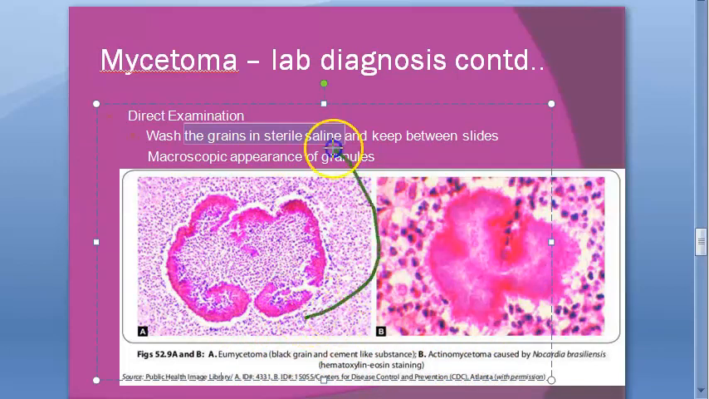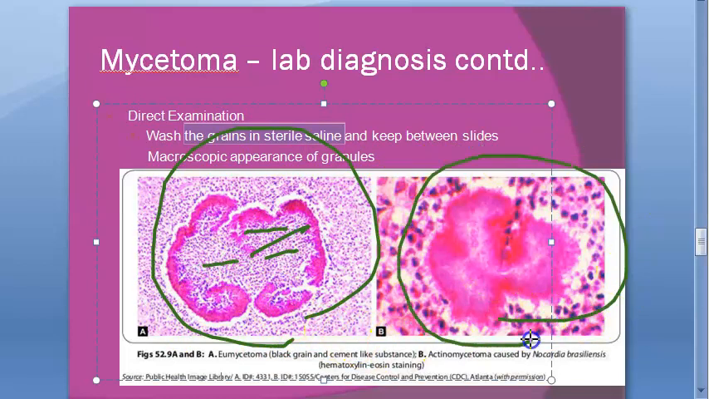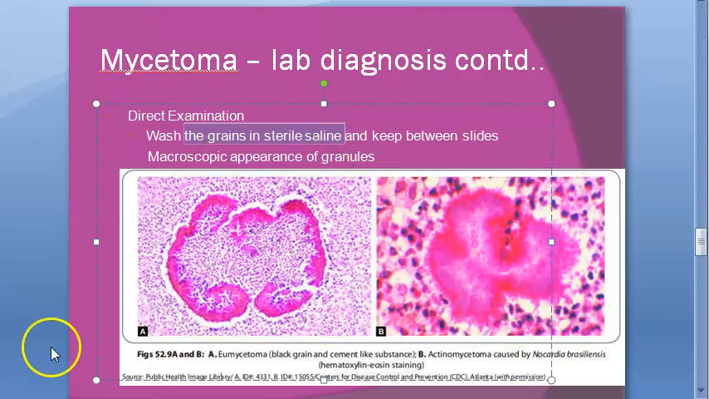In Eumycetoma, you should see some black granules and cement-like substance. Black granules, guys. Black granules and cement-like substance. In Actinomycetoma, you should be seeing some red granules, right? But these are hematoxylin and eosin stains. So, yes, you need to check more about this from the textbook. Now, moving on.